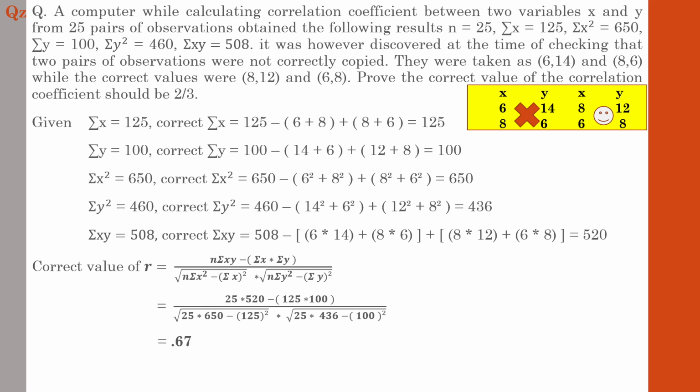So just go through these cases. We will discuss the further cases in the next session.